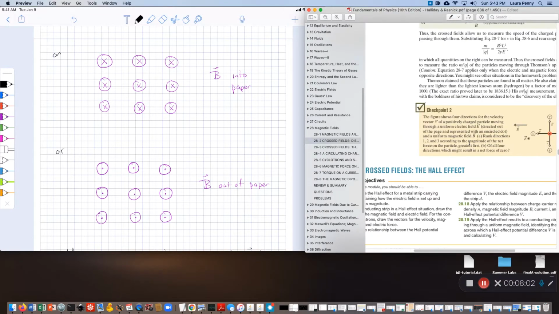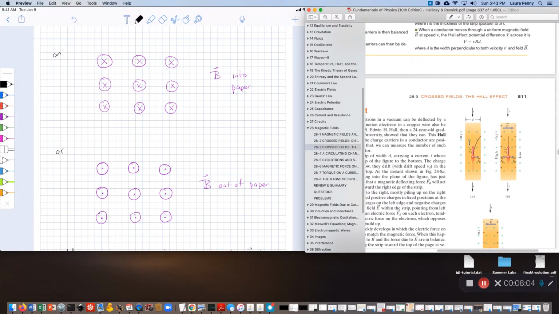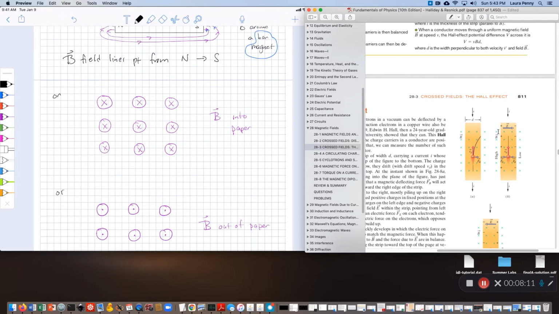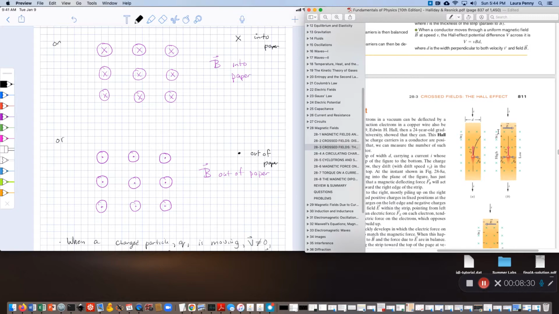Let's see if we can find a picture where they're showing it. So here they're showing a magnetic field going in. So a cross means in, a dot means out. It doesn't have to just be magnetic field. If you see a cross, that means the direction is into the paper. If you just see a dot, that means the direction is out of your paper. So in case you see something like that, that's what it means.